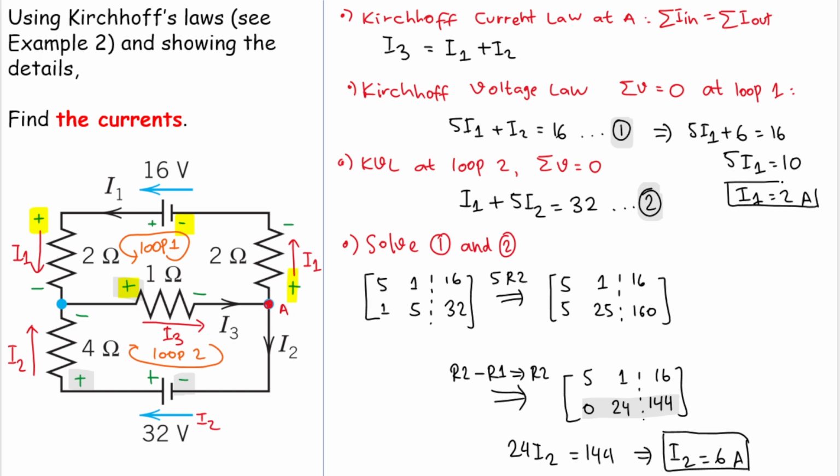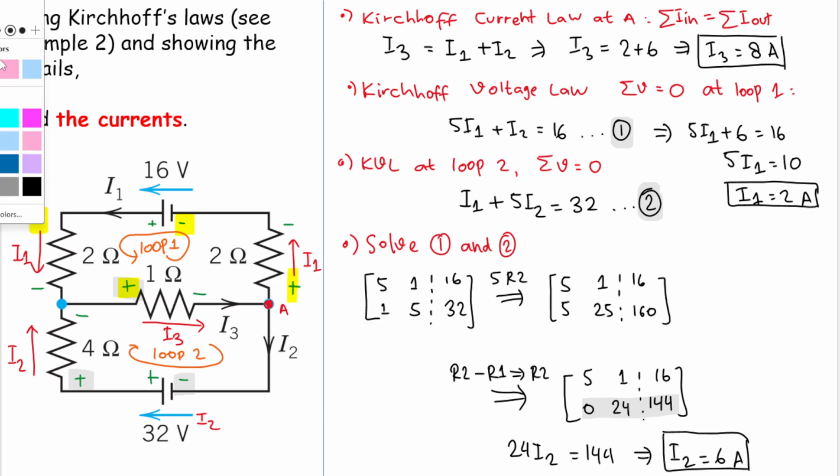And then for I3, what is I3? I3 is I1 plus I2. So we will have I3 is equal to 2 plus 6. And so we will have I3 is equal to 8 amperes. Okay, and I think we got all the answers, right? I1, I2, and I3. Maybe let's highlight that. So the final answer is I1 is 2 amperes, I2 is 6 amperes, and then I3 is 8 amperes.